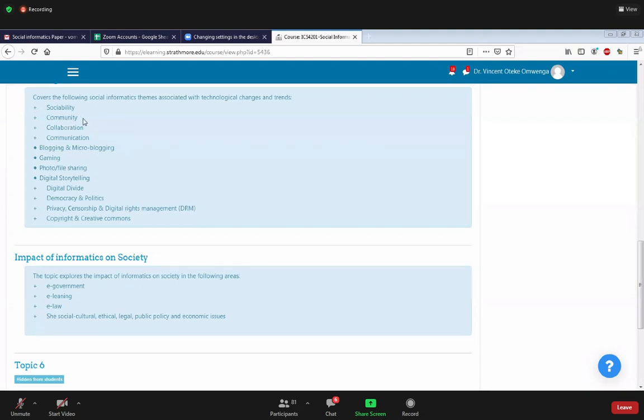Yeah, so this is what I'm talking about. That is what we call the sociability of this technology. This is actually very difficult. Perhaps you have not come across this kind of definition of the social aspect of technology.